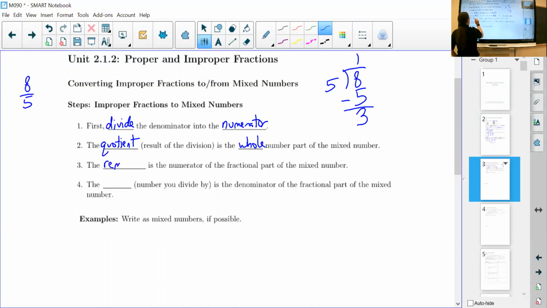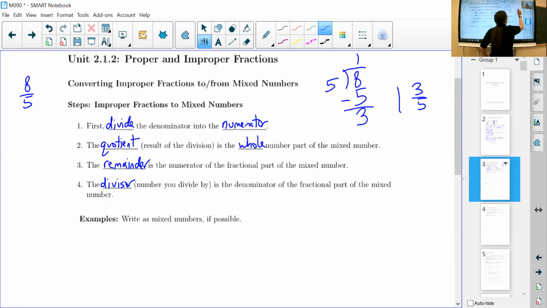The remainder, that's that 3 on the bottom in this case, is the numerator, the top number of the fractional part of the mixed number, and the number that we divided by, that 5, which is the divisor, is the denominator of the fractional part. The way I remember it is it's like a clock. It starts at the top, and it goes clockwise, 1 3/5.